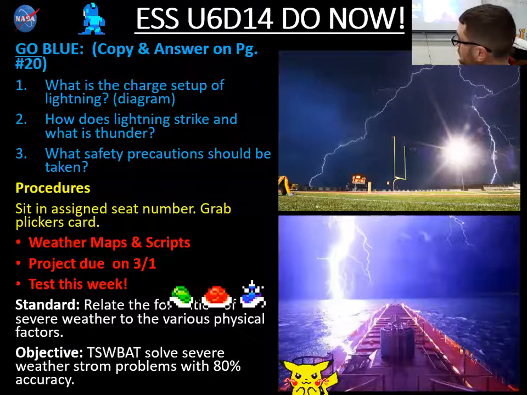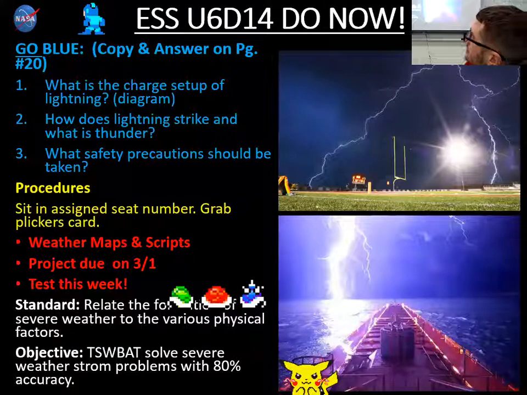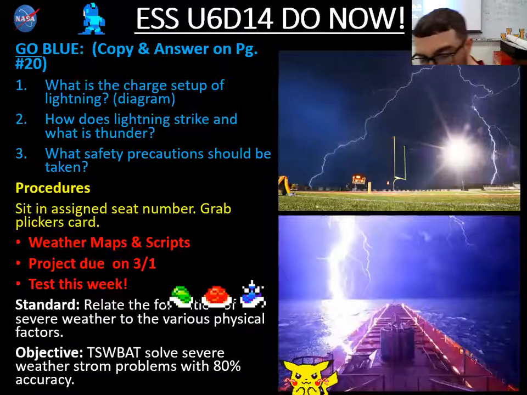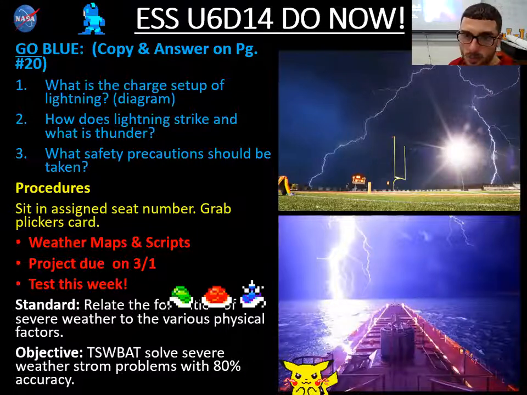We've also got projects due next month and tests next week in the form of 3 separate quizzes. Number 1, what is the charge setup of lightning? I need a diagram for that. 2, how does lightning strike and what is thunder? And 3, what safety precautions should be taken? I'm going to help you guys answer number 3. So focus on 1 and 2.